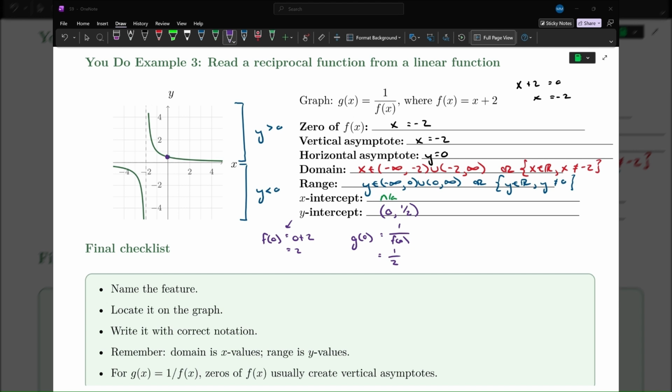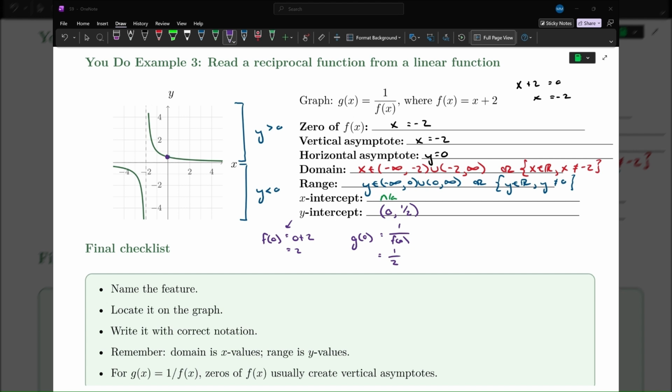So either I can do interval notation, which is a little more tedious, or set builder notation, where I just remove the value I'm not going to hit. In this case, notice the range doesn't have that vertex, so I'm just going to remove the horizontal asymptote of 0. Because I removed that, there's no x-intercept. And y-intercept, no, I couldn't read that from my graph. So what I'm going to do is find the y-intercept of my original line: plug in 0 and I get 2 back. And then I know my g function is 1 over f. So 1 over 2 is my y-intercept.